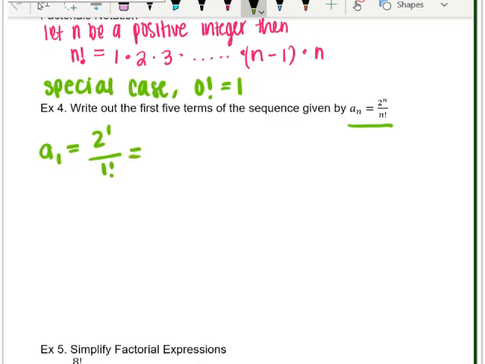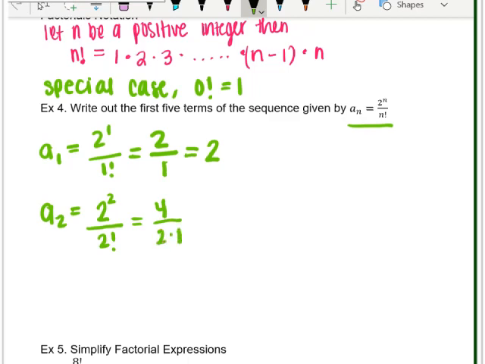That's going to be 2 to the first power, which is 2, and then 1 factorial is just 1. So that's going to be 2. Then a to the third, 2 to the second power, and then 2 factorial. So that's going to be 4 over 2 times 1. So that gives you 4 over 2, which is 2.